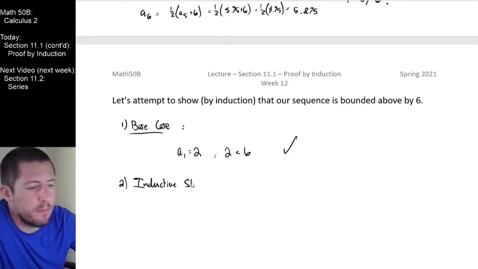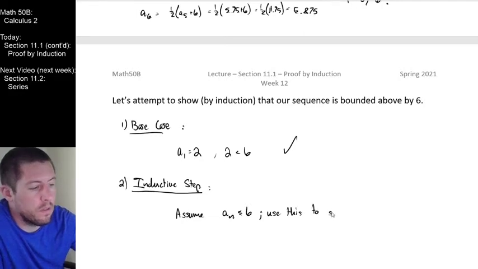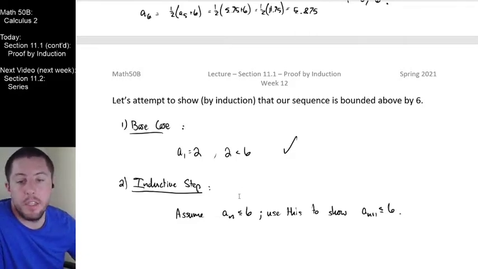Now our inductive step. We're going to assume a sub n is less than or equal to 6, and use this to show a sub n plus 1 is guaranteed to also be less than or equal to 6. Literally, this is what we're trying to actually prove overall right here. A sub n is less than or equal to 6. That's literally saying the nth term is bounded above by 6. This is literally what we want to show.